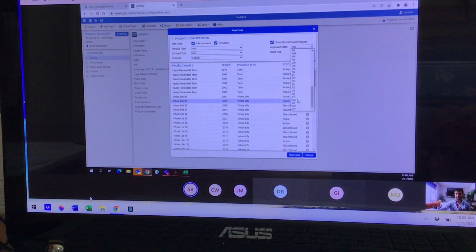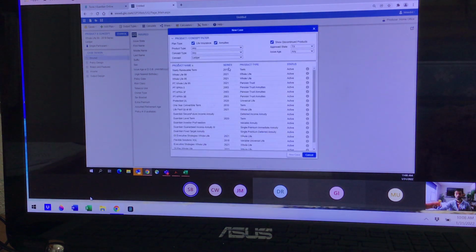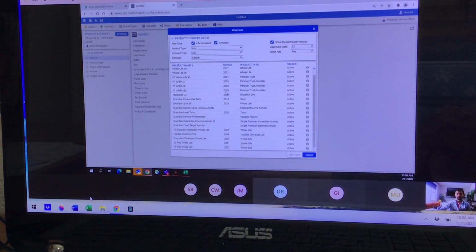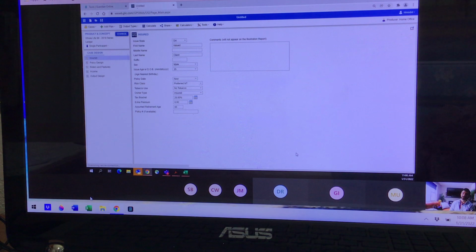But if we actually choose a state, you'll see all of those go away, and we just have what's available for sale. And we're going to start simple and start with the Guardian level term. We would just click on Guardian level term, either double click on it or hit new case. And this will actually get us to the initial screen. Now this first insured page is going to be pretty self-explanatory. You can choose the issue state, obviously put in the client's name, risk class, whether or not they are a smoker or not a smoker.